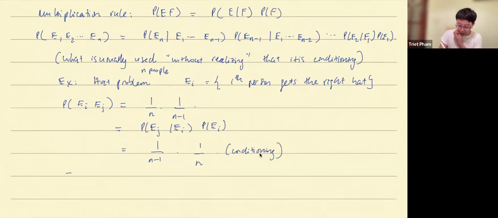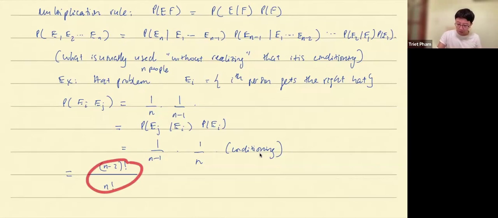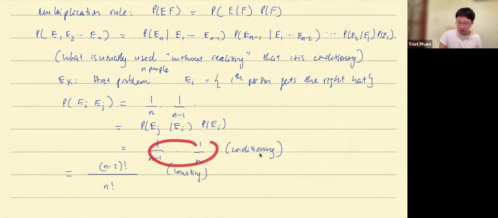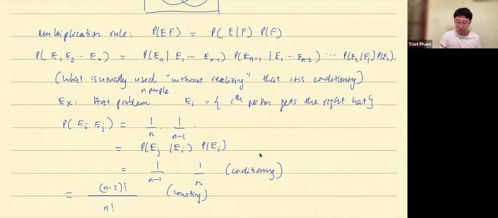And this can also be done with counting by realizing that there are n factorial ways total of permutations among n objects and assignments. And there are n minus 2 factorial ways when you fix the positions of I and J. So this is done by counting, and it will give the same answer as this. So basically what I'm trying to say is that there are multiple ways to get to the answer of the same question. One of them possibly is via the multiplication rule, by conditioning.